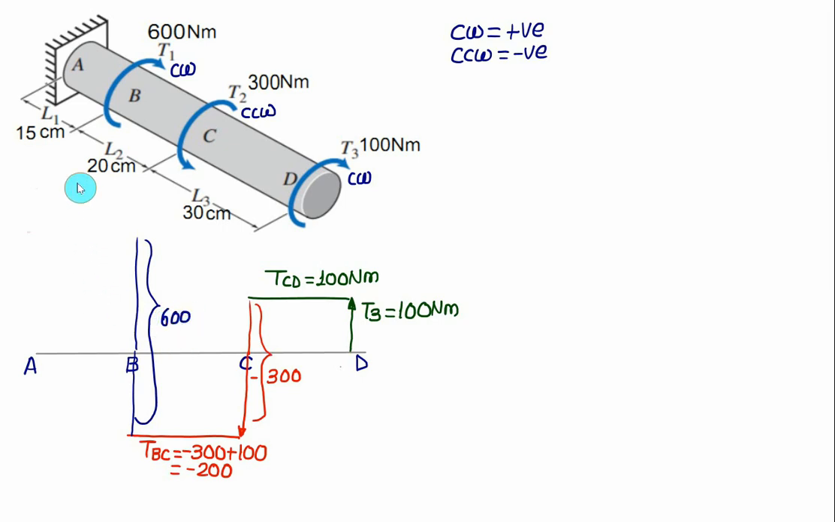And then from A to B no torque is acting, so the torque remains constant. So this one is representing the torque for AB. Now the previous value is minus 200, and this one is a positive value because it's clockwise. So minus 200 plus 600 will be equal to 400 Newton meter.